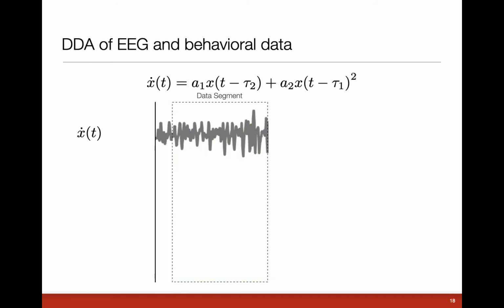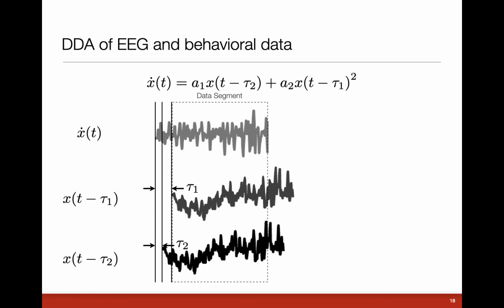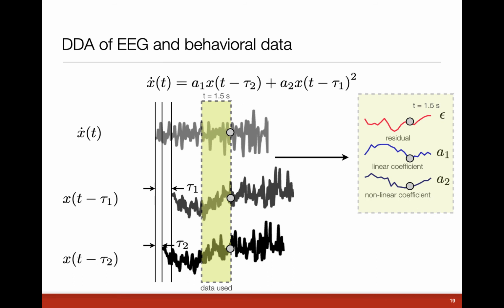Given a time delay tau 1 and tau 2, we can step through the remaining data using a fixed window size of 1.5 second and 1/20th of a second step length to calculate the residual or least square error between the model and derivative, and linear and nonlinear coefficients at a given time as features of the EEG and behavioral data that are then used for characterizations and classification.